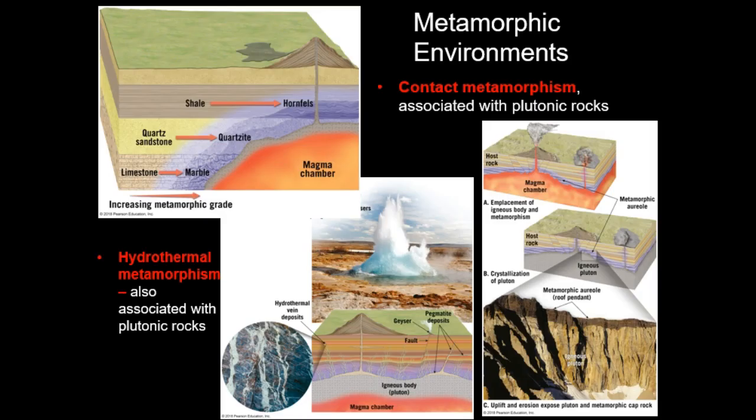Okay, so the first two we're going to look at are contact metamorphism and hydrothermal metamorphism. Contact, or otherwise termed thermal metamorphism, occurs in the Earth's upper crust when the rocks are immediately surrounding a molten igneous body, so usually an intrusive igneous body at that point, and when they get baked by the high temperatures from that nearby igneous body.